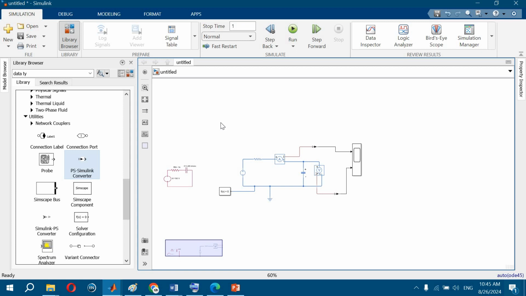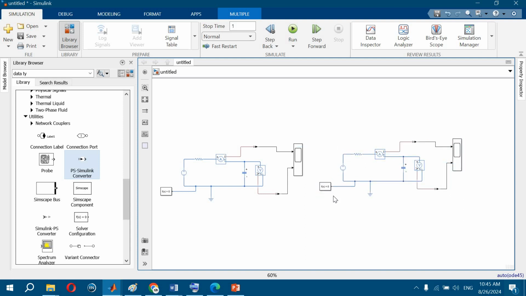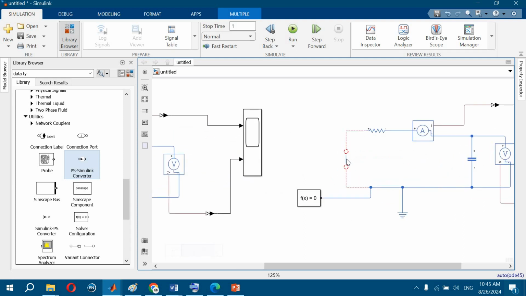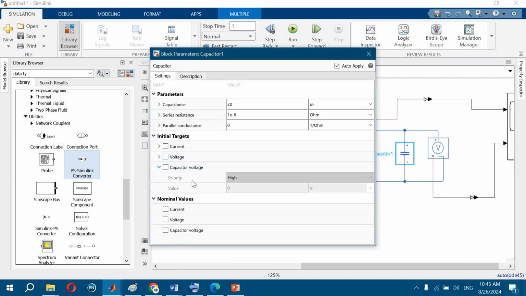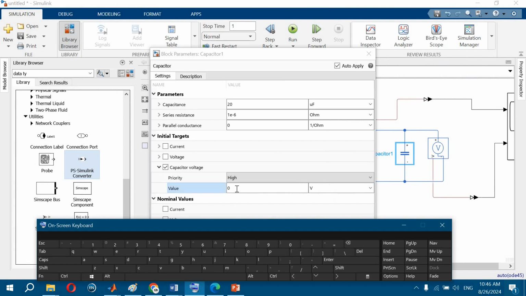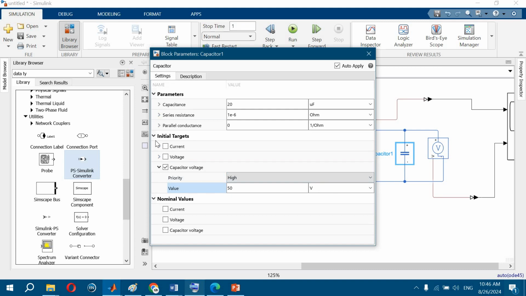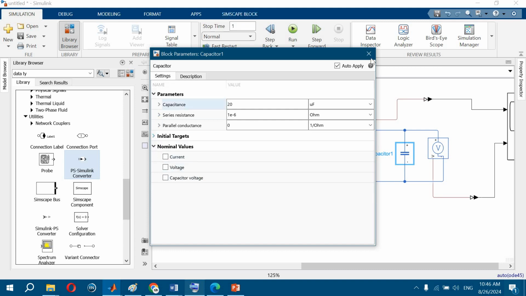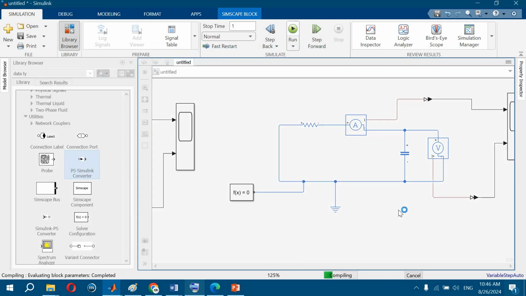Okay, I'm just going to copy this. After I copy, I'm going to eliminate or drop this source and put an initial value at the capacitor here. Capacitor initial value 50 volts, the initial value of voltage in the capacitor, because the capacitor has already been charged. Run.